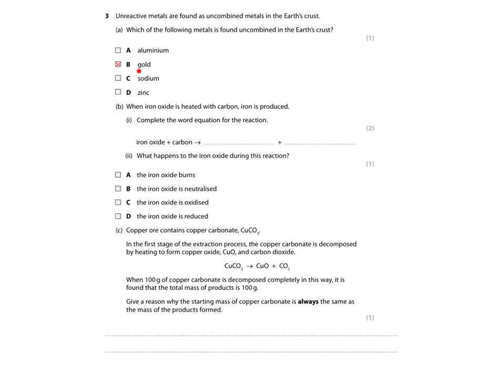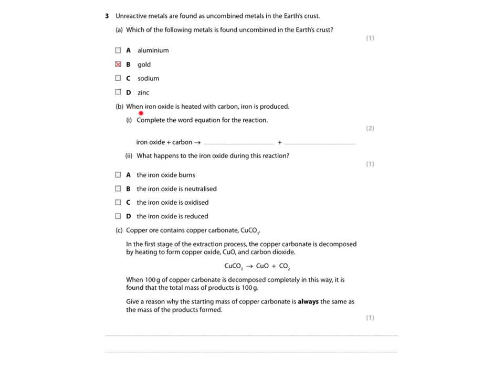Gold, however, is very unreactive, so it is often found on its own, uncombined, so you can just find it in the ground. You can't find aluminium, sodium and zinc on their own as a metal in the ground. It's always combined with other elements, generally oxygen or chlorine, whereas gold, you can dig in the ground, you can actually find just solid gold.